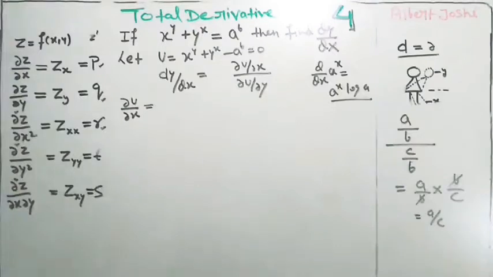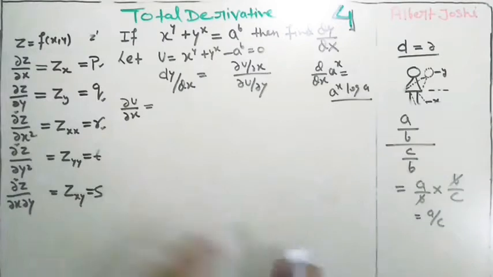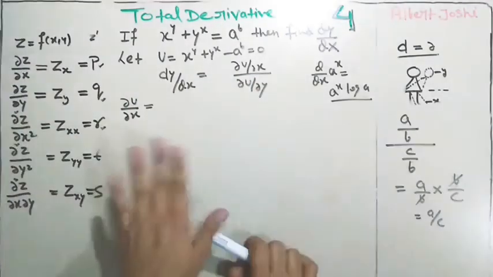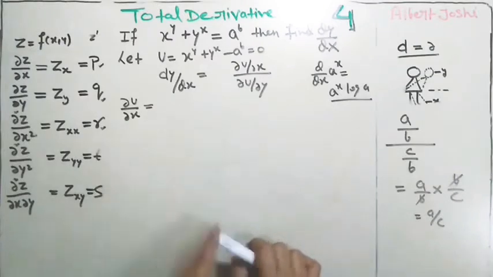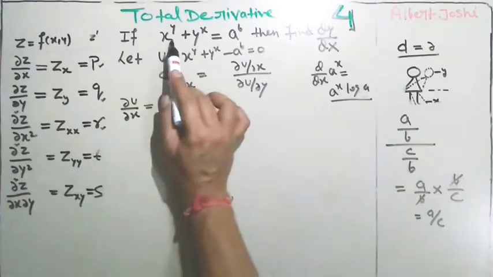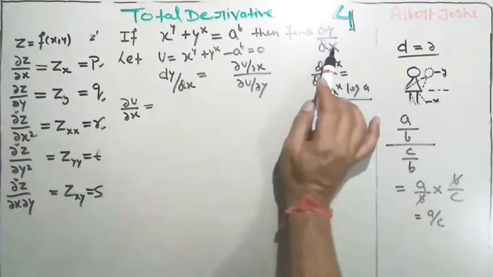Hi friends, this is lecture number 4, and previously I also explained the partial derivative. Again we are talking about the same topic, and here we will also explain the chain rule. In this question, he has given: if x to the power y, y to the power x is equal to a to the power b, then find dy by dx.